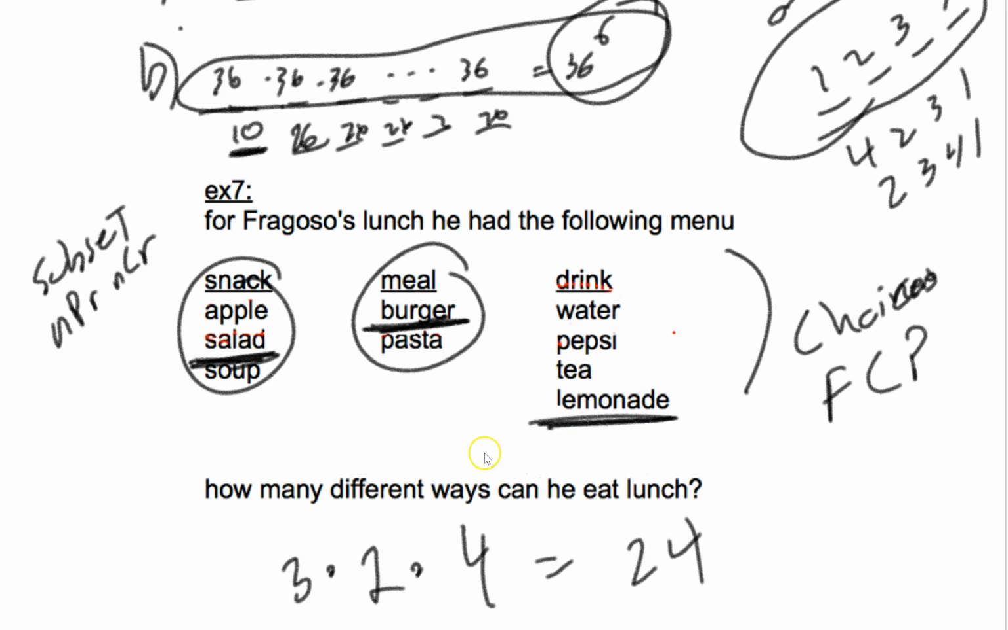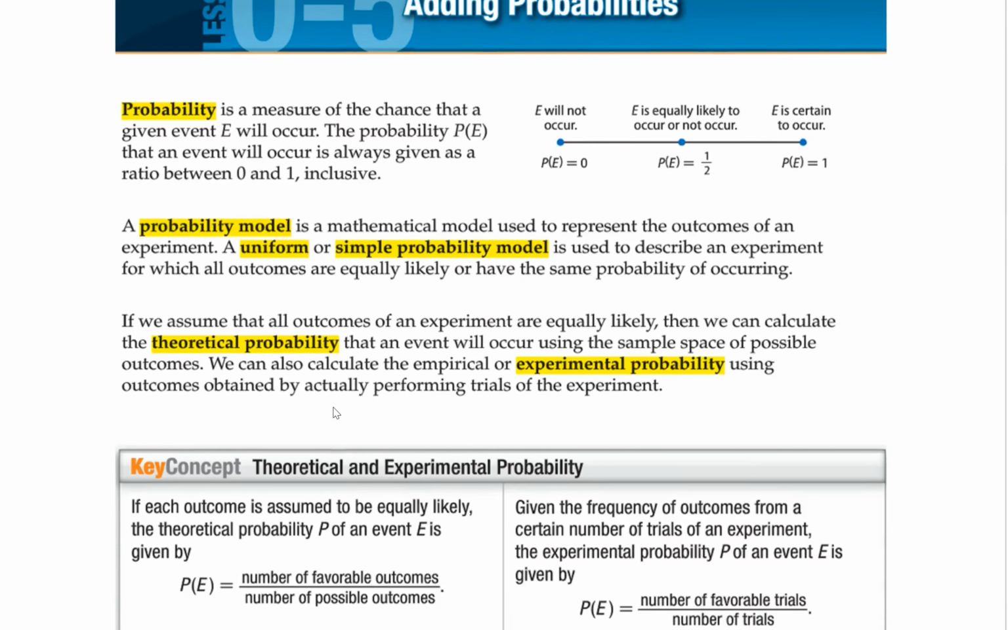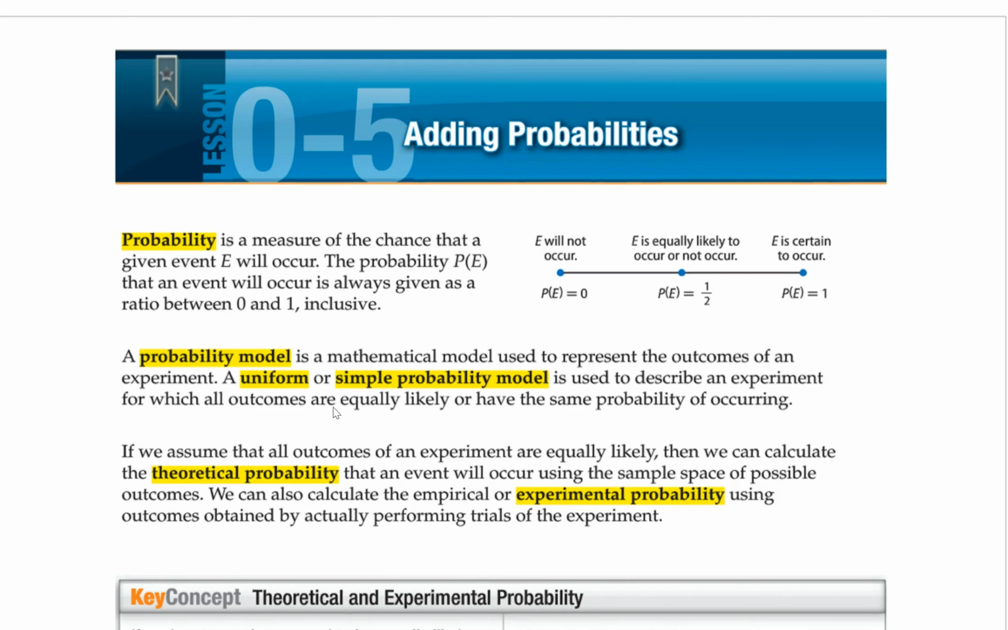So that's it for that first part. Let's move on to 05, adding properties. Here we're going to talk about probability, what it means. Probability is the likelihood something's going to happen, right? Probability is a measure of whether a given event will occur. So probability is the likelihood, the odds of something happening.